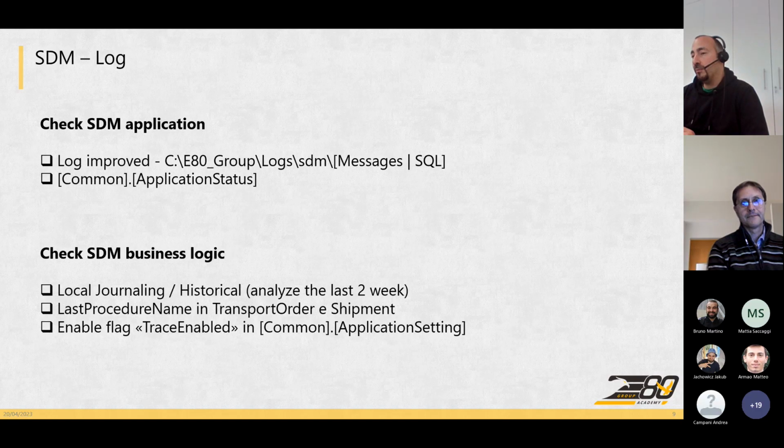Then we didn't do a complete refactoring of the system, but in any procedure that we touch, we try to add the last procedure name in a transport order and shipment. So any procedure that changes the status, or sets to cancel, or does something on a transport order or put away, should write its name on the record itself. So this hopefully can be helpful.